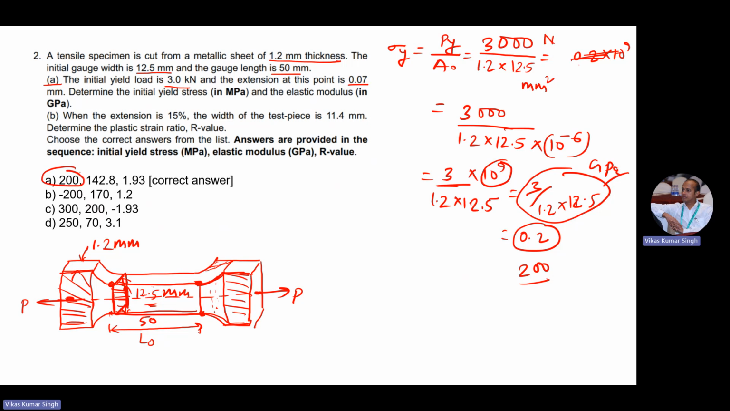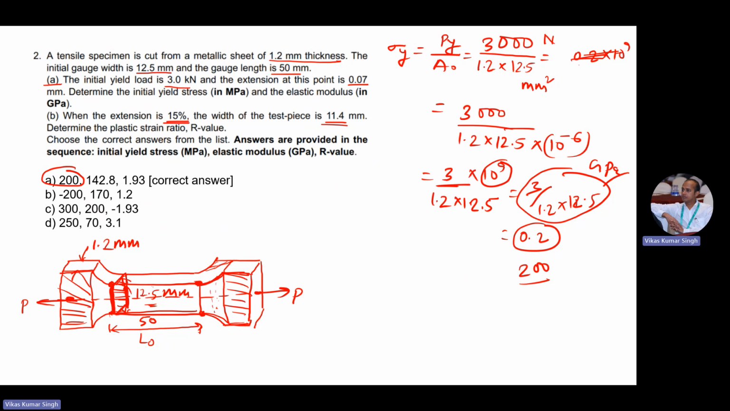And the next question asks, when the extension is 15%, the width of the test specimen is 11.4. So initially the width was 12.5, and now the width is 11.4. So determine the R value.